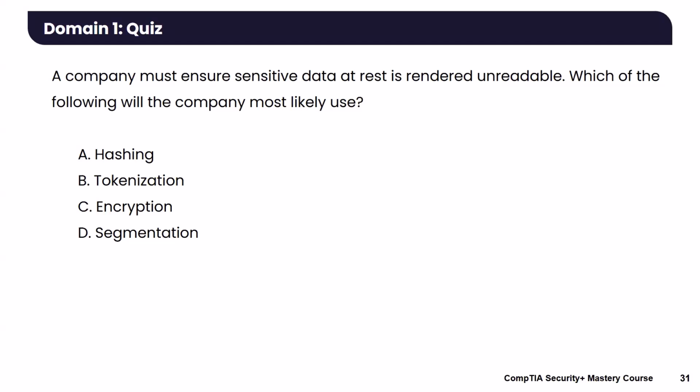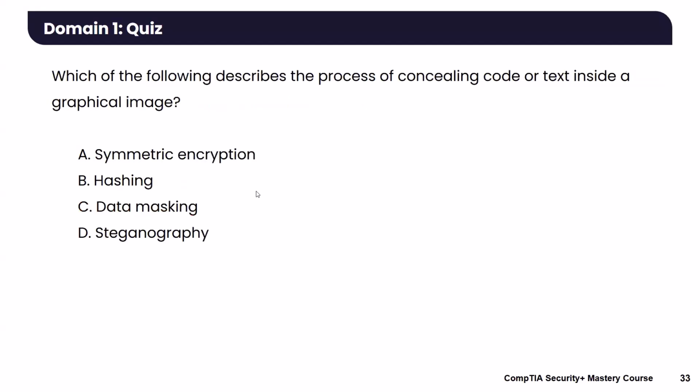Talk to me. Encryption. The encryption. And that would be true. Good job. Did anybody pick a different answer? I'm looking at the chat here. Yeah, no different answers. Good. All right. Encryption it is. It's definitely not hashing. It's not tokenization. You're not tokenizing things, and it's not segmentation. So encryption. Next question.